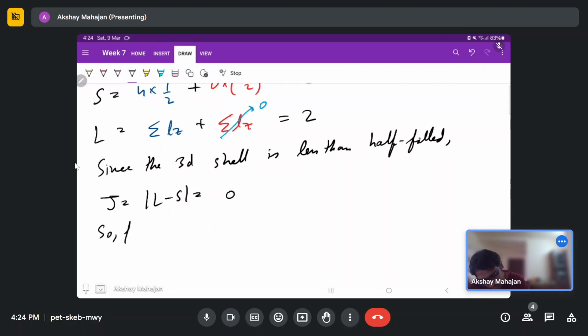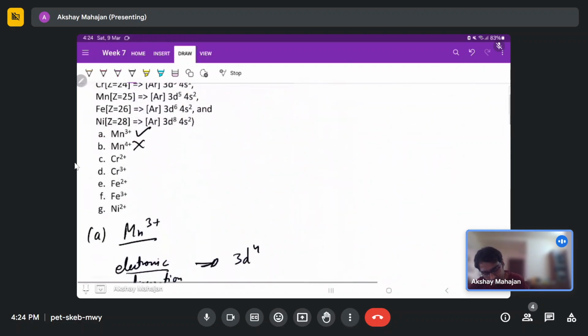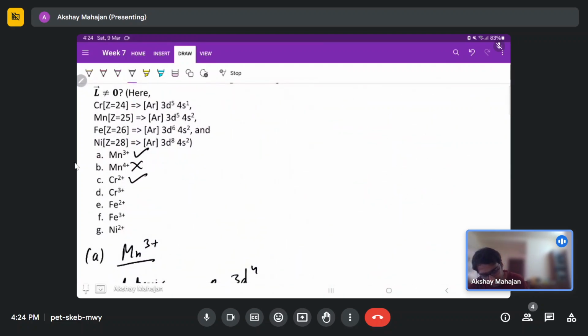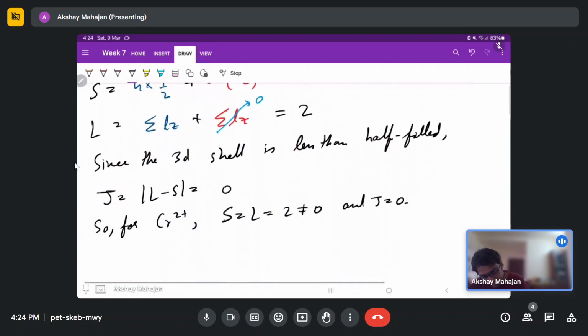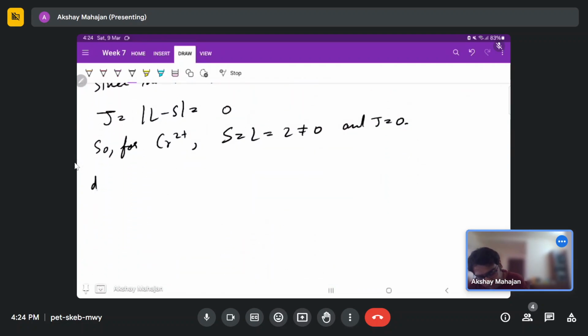So for chromium 2 plus, S equals to L equals to 2, not equals to 0, and J is equals to 0. Correct? So this is also correct. This is also one of those ions. This is also our answer.